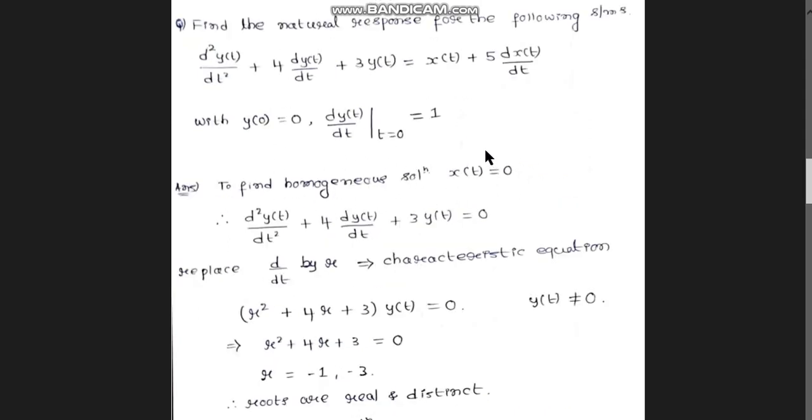to find the homogeneous solution, the first thing we have to do is nullify our input signal. Nullify in the sense we have to set it to 0. So when you set x of t to 0, what do you get? x of t is 0 now, 5 times the differentiation of x of t is 0 now, since the differentiation of 0 is also 0. Hence you will get this equation: d square y of t by dt square plus 4 times dy of t by dt plus 3 times y of t is 0.